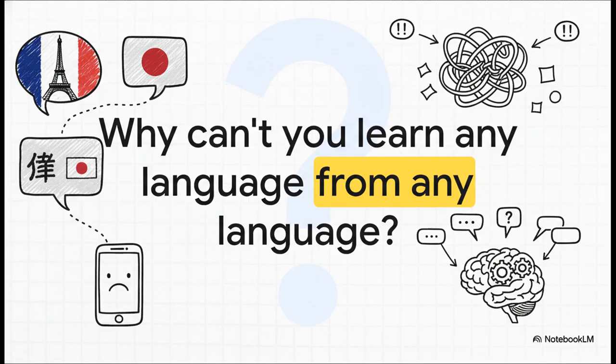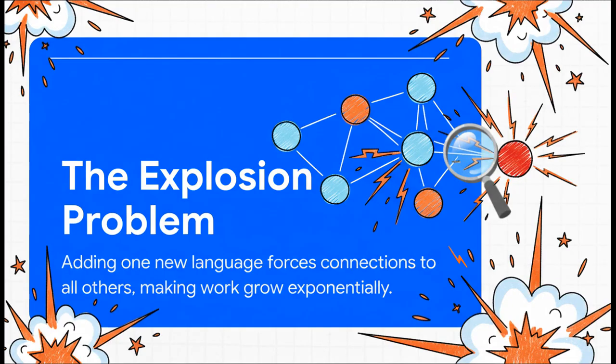So, what gives? It's not a lack of demand, that's for sure. No, it's a hidden problem, a problem of just overwhelming, almost mathematical complexity. And here he is. This is the villain of our story, the explosion problem. Let me break it down for you. Every single time a company wants to add just one new language, they have to go and build a totally unique course connecting it to every other language they already have. Yeah, the work doesn't just add up, it explodes.